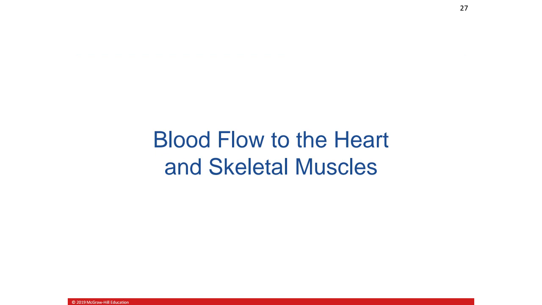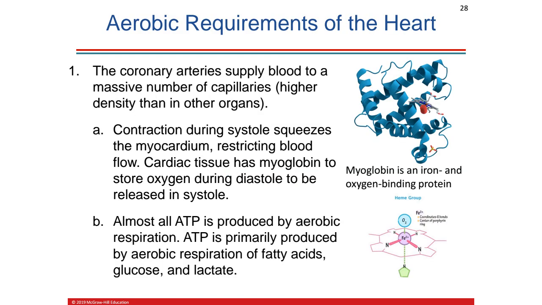The next topic is blood flow to the heart and skeletal muscles. Your heart works primarily through aerobic respiration. It does have some ability to do anaerobic respiration, but it's very limited. So the coronary arteries supply blood in a massive number of capillaries to the heart. And in fact, the density of capillaries is extremely high. It's higher than in most other organs. And for this reason, each myocardial cell is within 10 micrometers of a capillary. In other tissues, say skeletal muscle, you might have a larger distance of, say, 70 microns between a capillary and a cell.